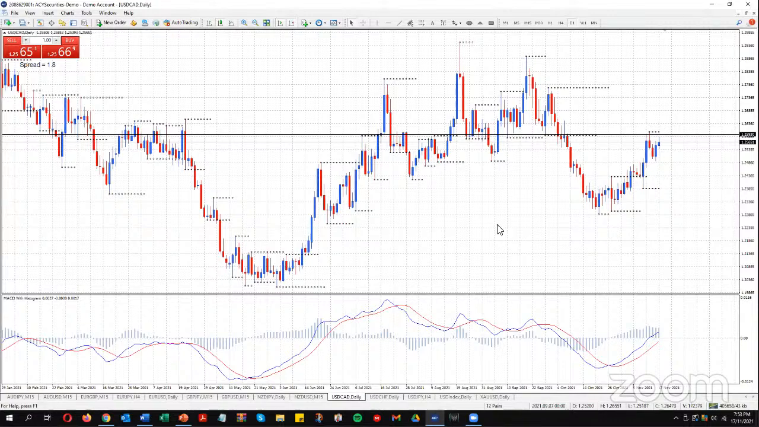But I just wanted to point out that yes, some pairs are at very strong levels of resistance. Pairs that are priced US dollar to a currency. So the dollar Canadian, dollar franc, dollar yen, they're at some significant resistance areas at the moment. So that's worth noting. All right, we've got 7 minutes or so to go.